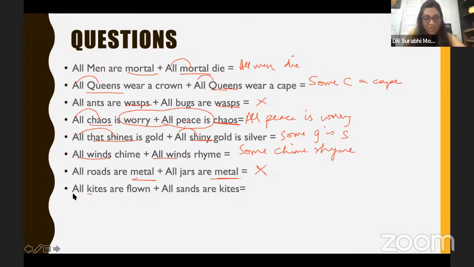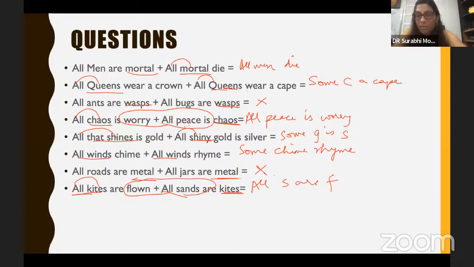Middle term is kites, distributed once. Hence, my answer is all sands are flown. So let me know how many of you got it all correct.